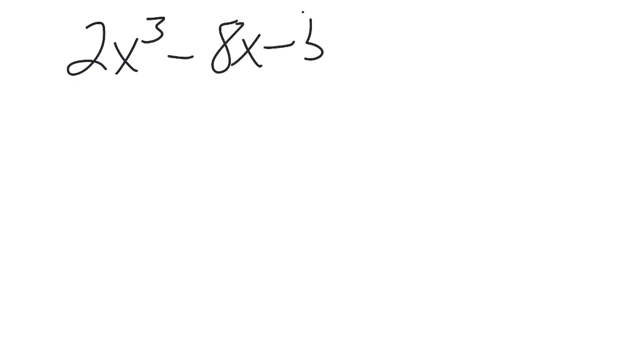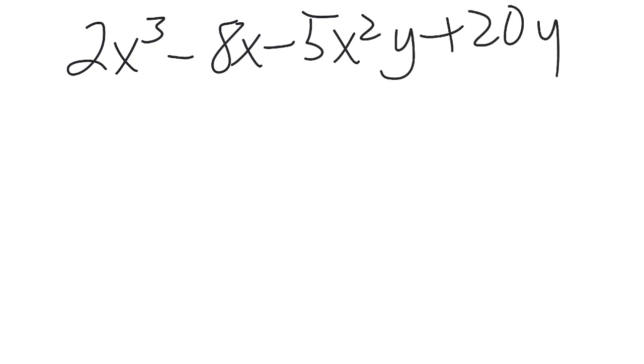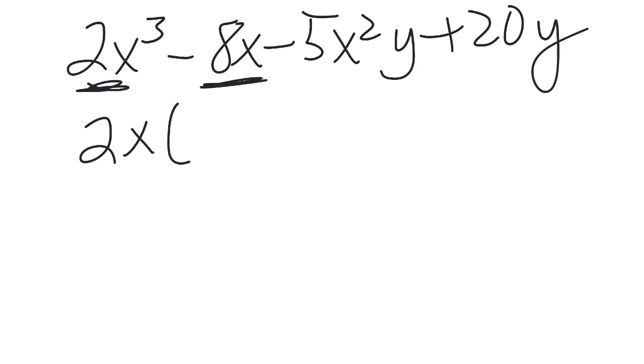Okay, so our next example is 2x cubed minus 8x minus 5x squared y plus 20y. All right, so looking at the first two terms, what can we take out of both of those? Good, we can take out a 2, and we can take out an x. So that leaves me with x squared minus 4.